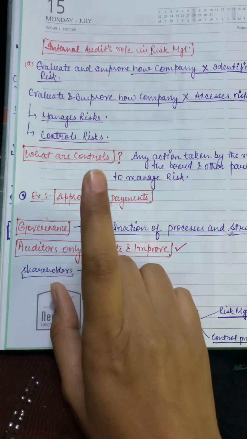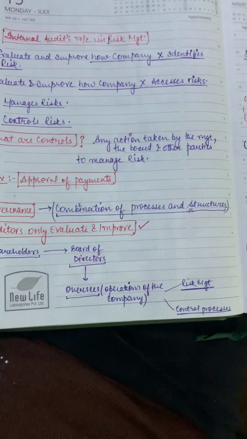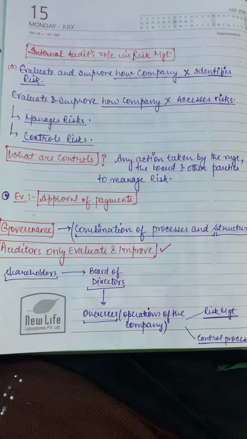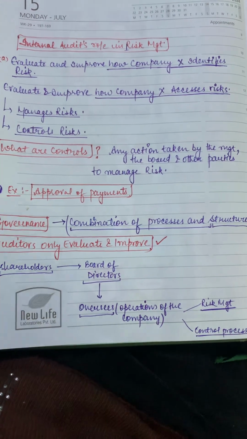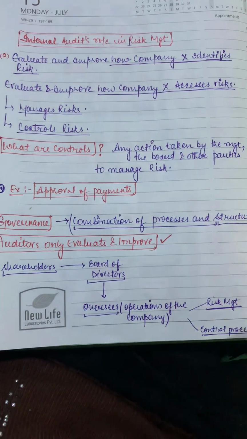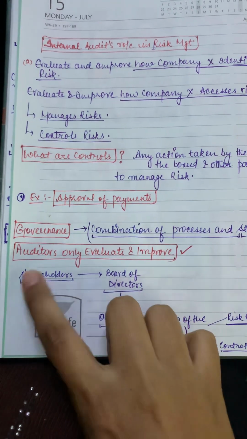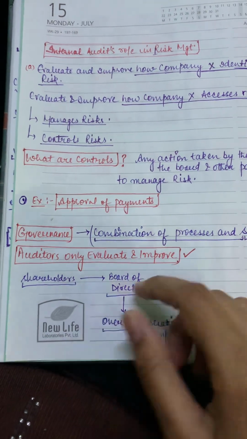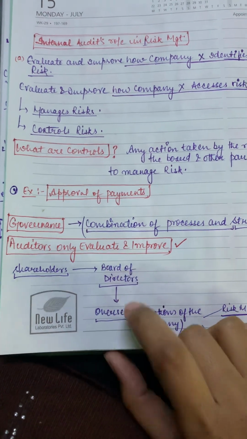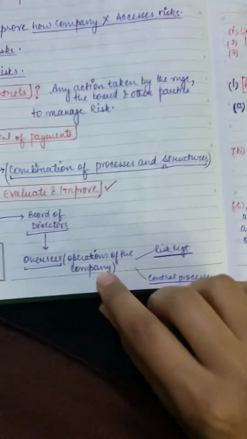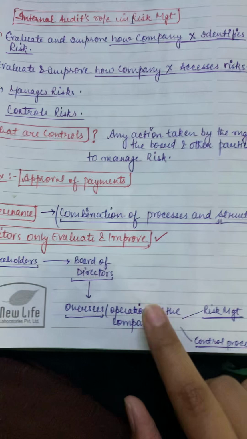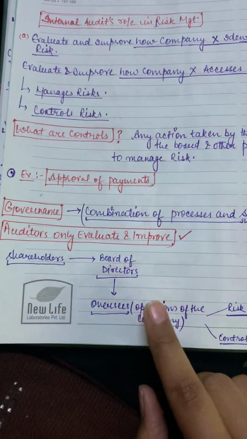Governance. Basically, governance includes a combination of processes and structure. If I'm talking about governance, governance is the whole functioning or working happening in the organization. Let's know about the hierarchy. We have the shareholders, then we have the board of directors, and the board of directors oversees the operations of the company. Risk management and control processes need to be carried out by the operations of the company.